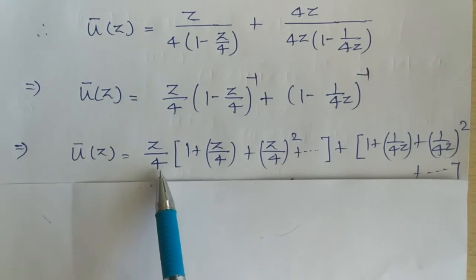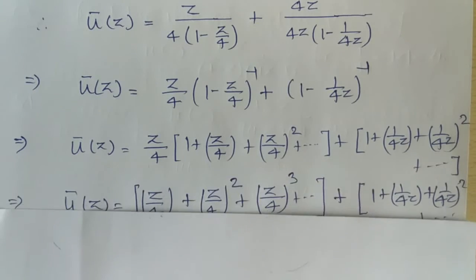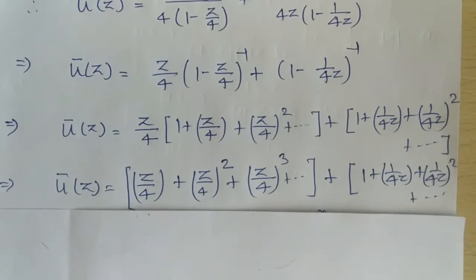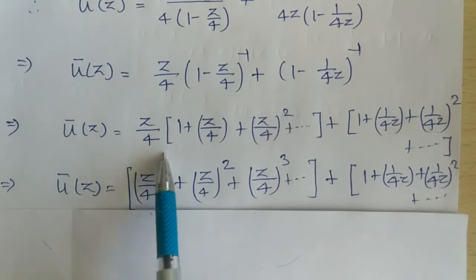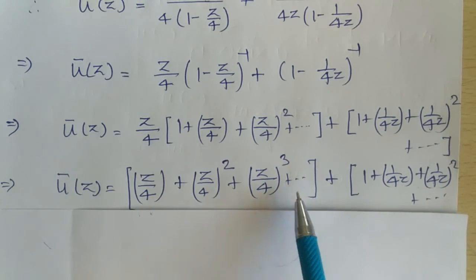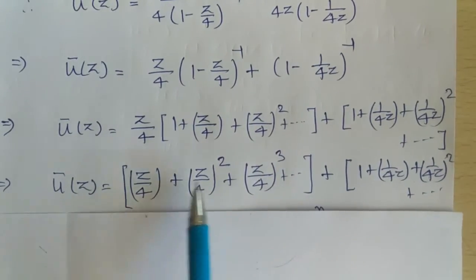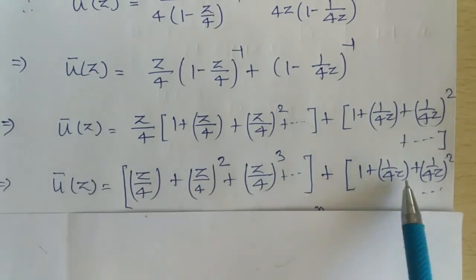Now multiply z by 4 with all these terms, we get u bar z is equal to z by 4 plus z by 4 whole square plus z by 4 whole cube plus so on, plus here we write as it is. Now we express these two series in terms of summation.